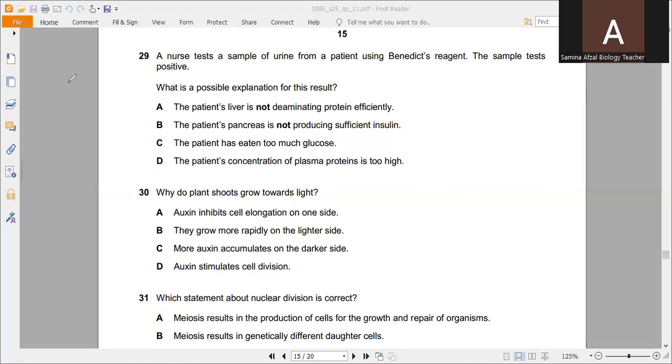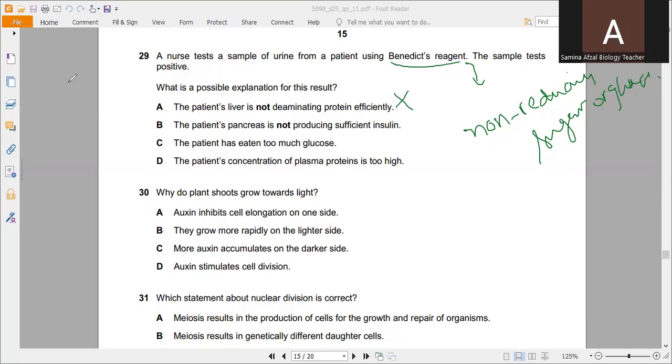First of all, Benedict reagent is used to test for reducing sugar or glucose. So it doesn't have any concern with protein. So this is not the correct option.